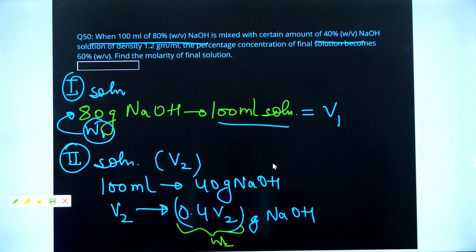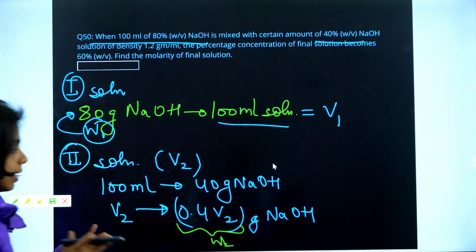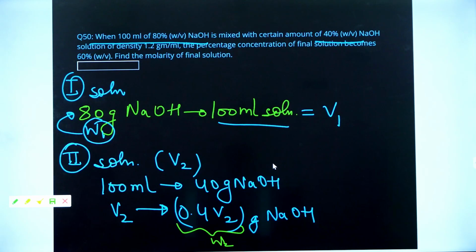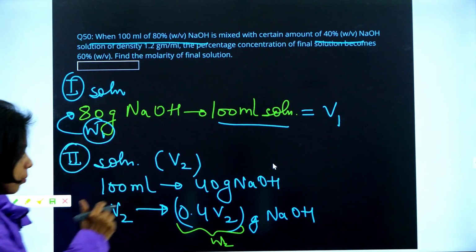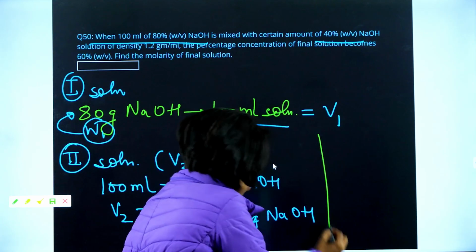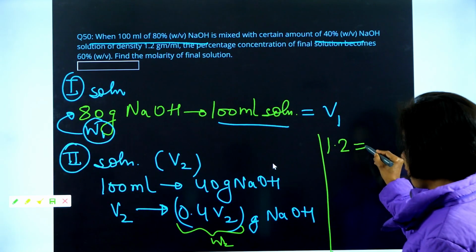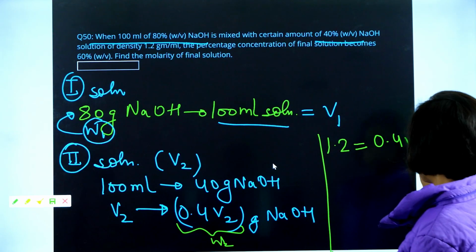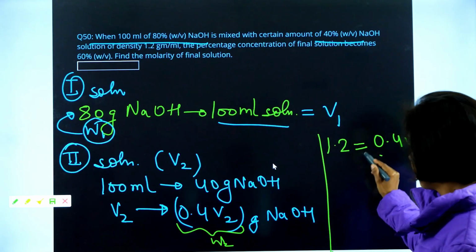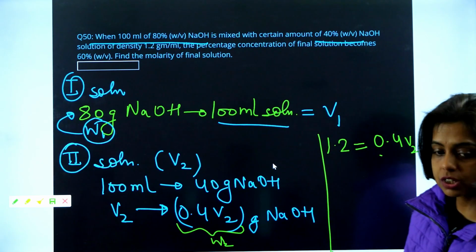Now, of course, I got the weight. Density is also given to me. Density of this solution is 1.2 gram per ml, right? Density is mass upon volume. So by using that for the second solution, density is 1.2, mass is 0.4 V2, right? Yes, this is the weight which is coming out to be this, guys.